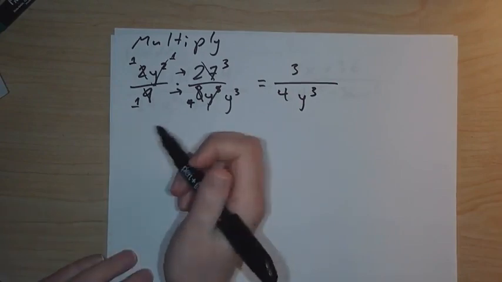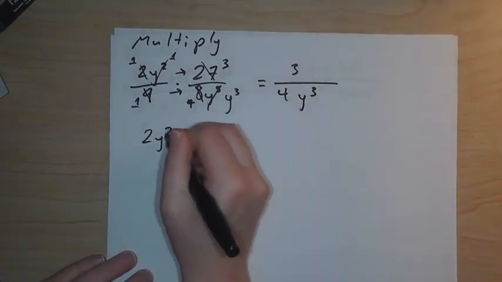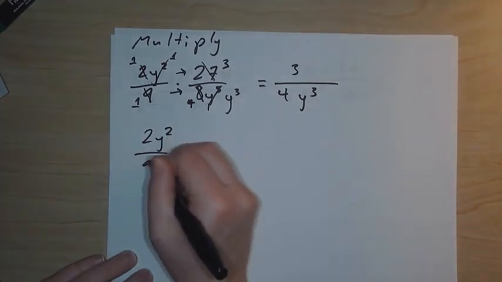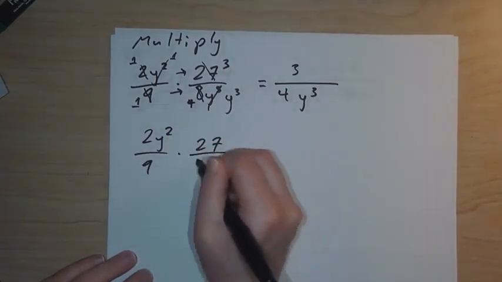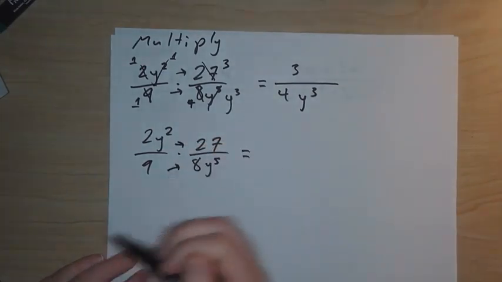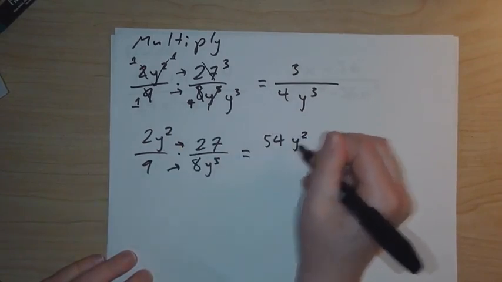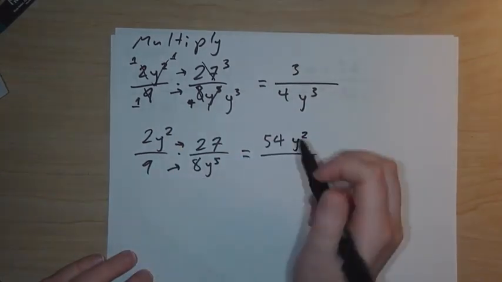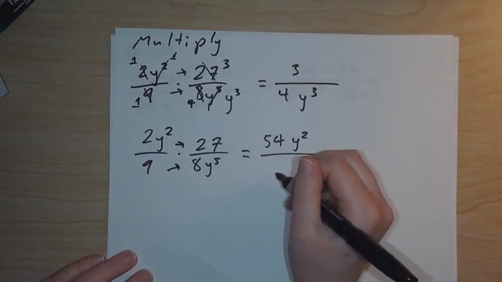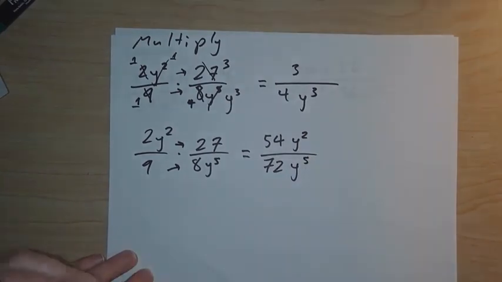If we wanted to do it in a manner that may be easier to see, 9 times 27 over 8y to the 5th. If we want to do it all the way, I can show you that. 2 times 27 is 54, y squared. And 9 times 8 is 72, y to the 5th.